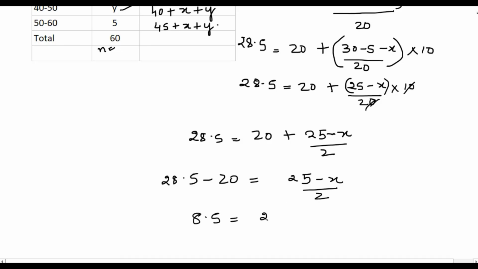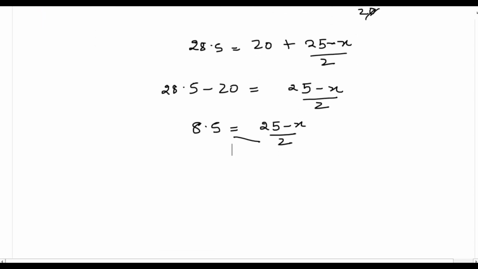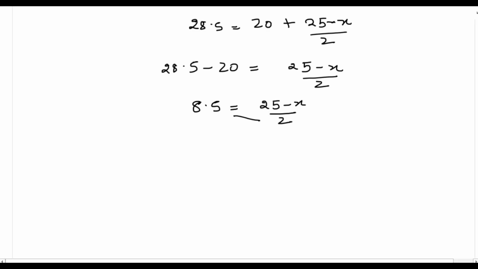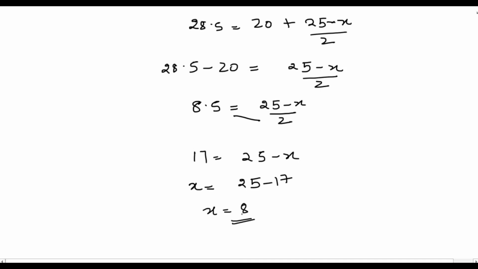8.5 equal to 25 minus x divided by 2. Now you cross multiply. 8.5 into 2 is nothing but 17. So I have 17 equal to 25 minus x. We need to find the value of x. So minus x, when I take it to this side, it will become plus x. 25 minus 17, the value of x is 8. But there are two missing frequencies, one is x and the other is y.